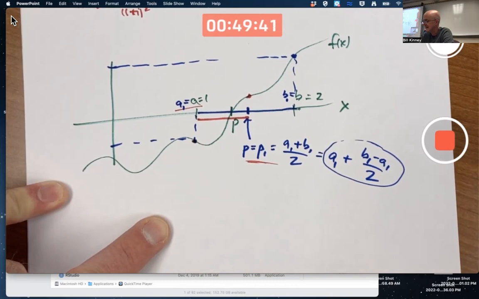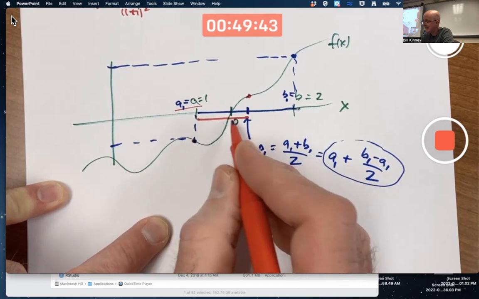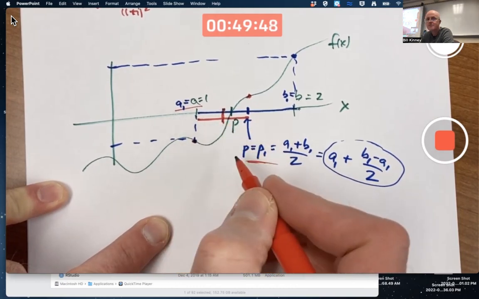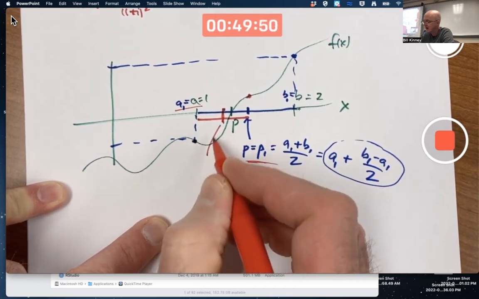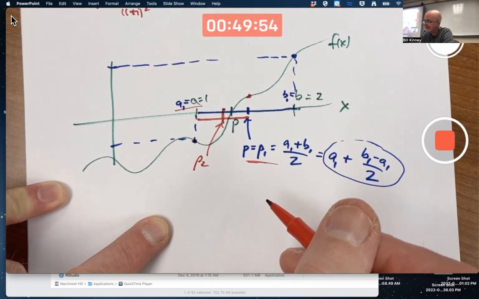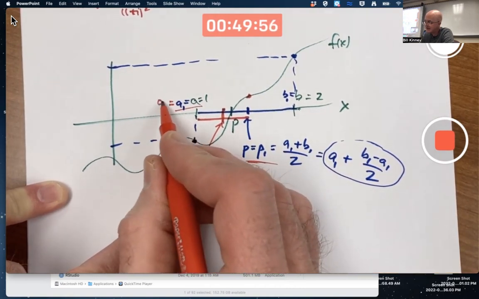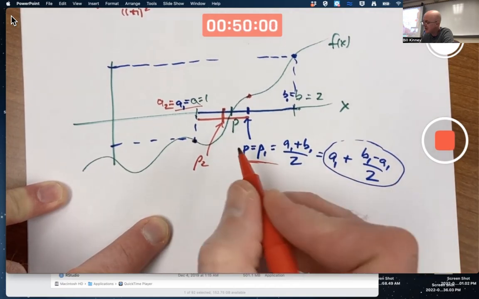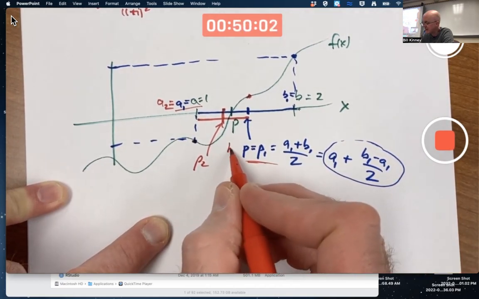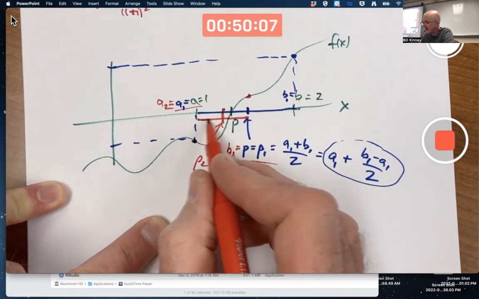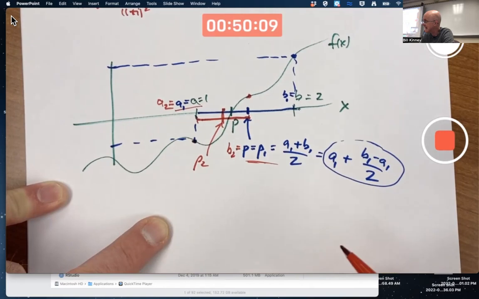And if you bisect that interval, you'll end up with a number right about here. Call that P2. Based on a new A2, which is actually the same as the old A1, and a new B2, which is different than the old B1. The new B2 is P1. This red interval is your new interval to bisect.